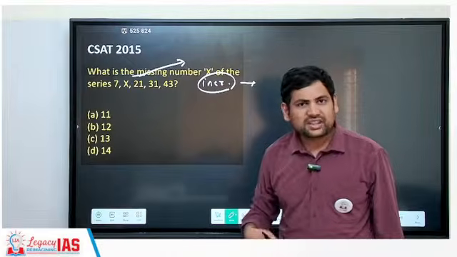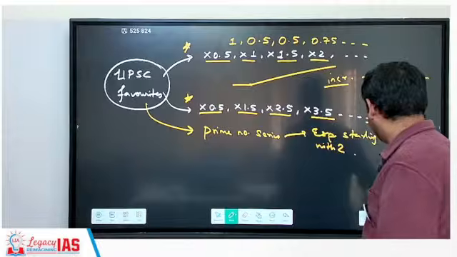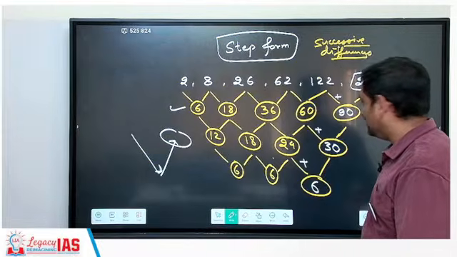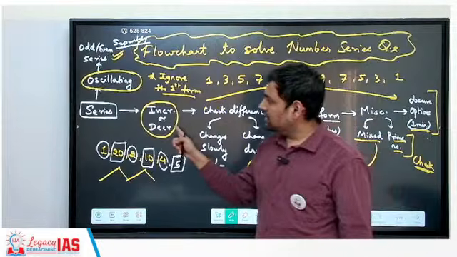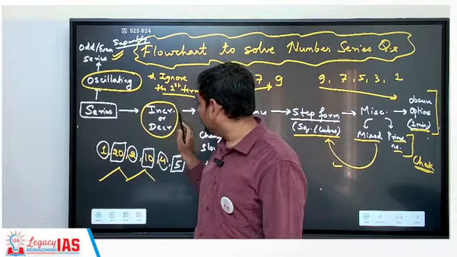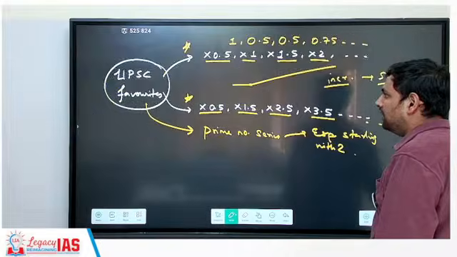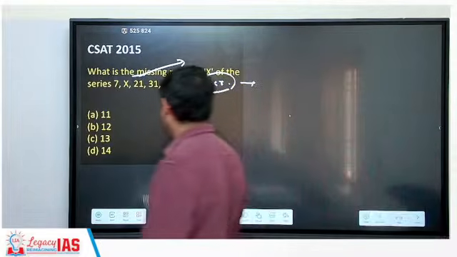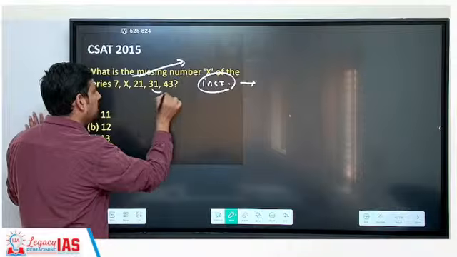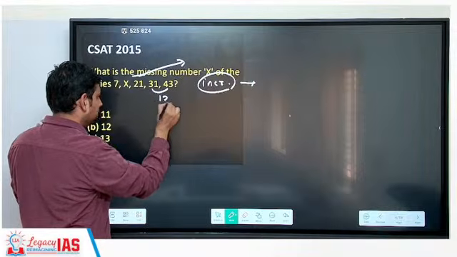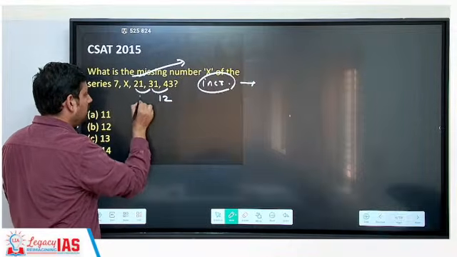Now how is the difference changing? This is the second step. Remember the flow chart. First thing is I saw whether this series is increasing, decreasing or oscillating, and I found out that this is an increasing series. If it is increasing, I check the difference between the terms. So now what is the difference here? 31 and 43. What is the difference? 12. 21 and 31. What is the difference? 10.